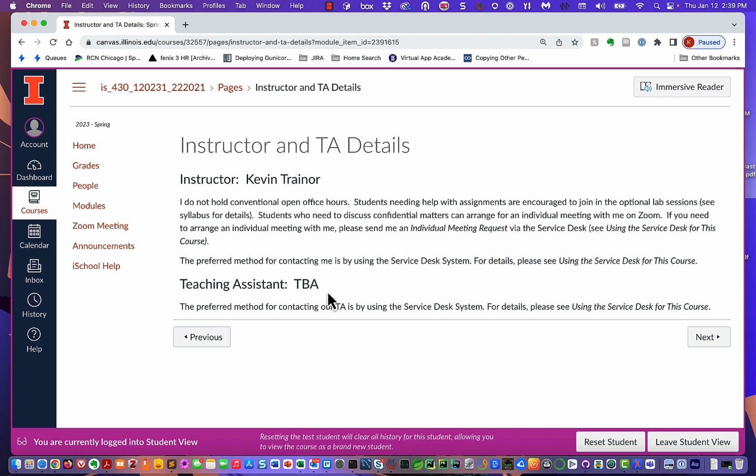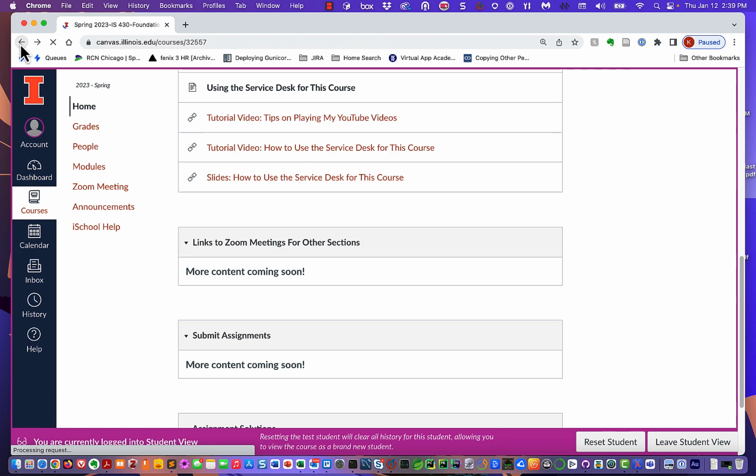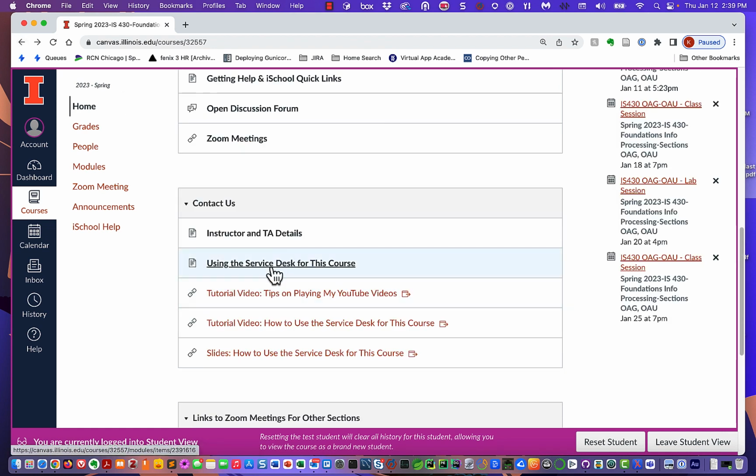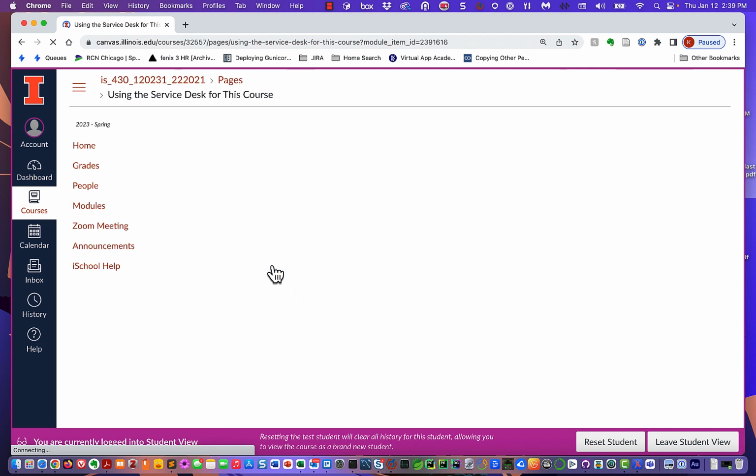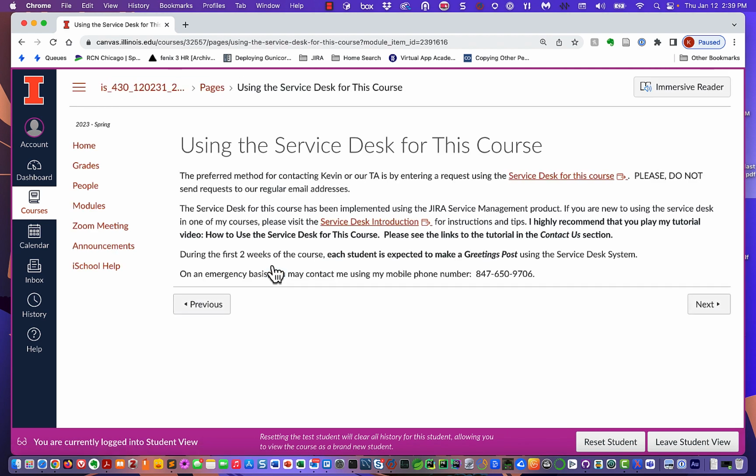I haven't announced the identity of the TAs. We're still working out some details on the staffing. I hope to do that before the end of the week. The way to contact me or the TA or a grader, if there's one for your section, is by using the service desk for this course. There's a tutorial on how to do that. Okay, and there are some links here as well.